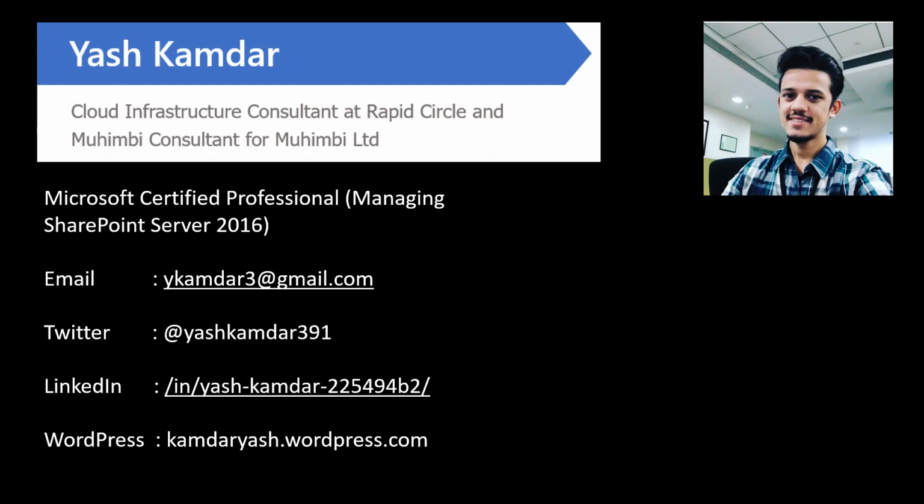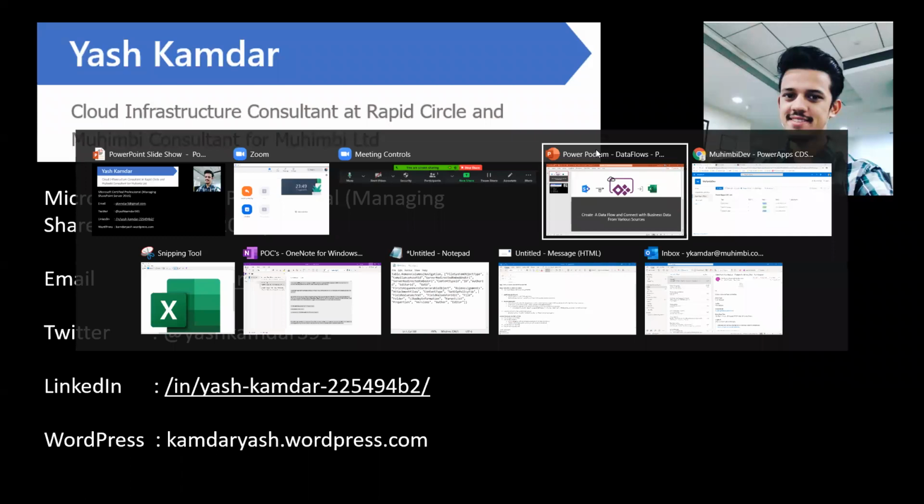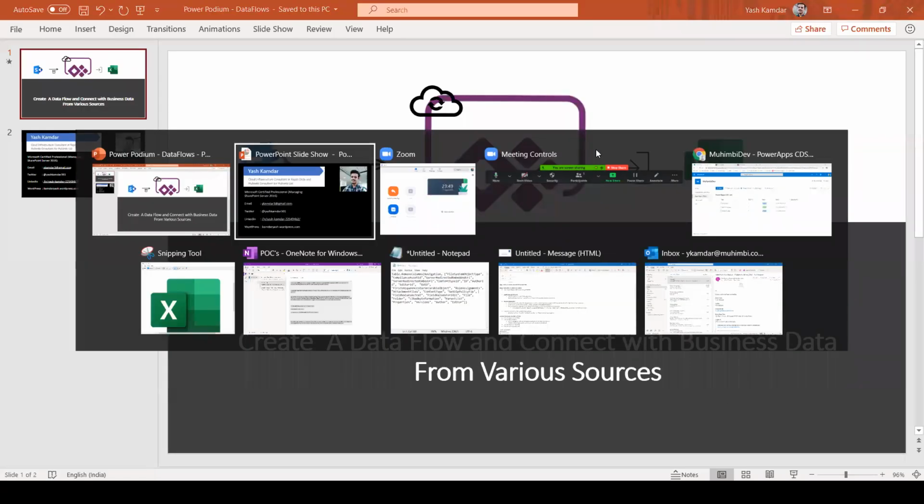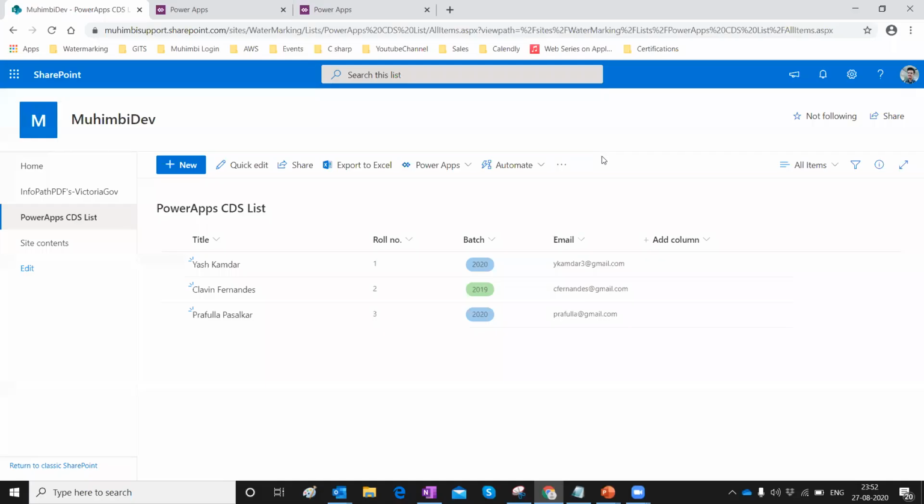So let's go back to the Power Apps now and let's start ramping up our solution. So this is my list that I have created. It's a very simple list. The name is Power Apps Series List. I have got some default columns like title, and along with that, I have got three custom columns: roll number, batch, and email. So batch is a choice column, and this has two choices.